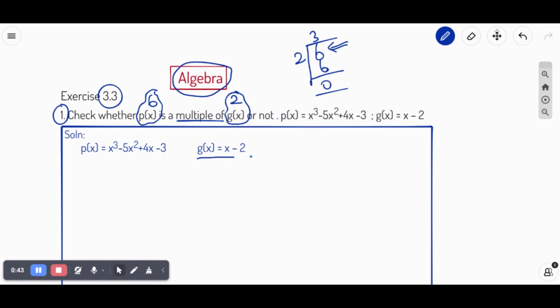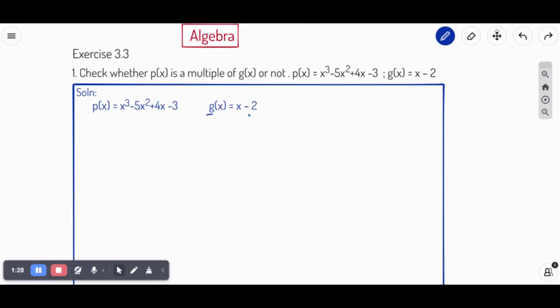So in our given question, g of x is x minus 2 and this is our multiple. So if you multiply something with this, you will get your p of x. Which means this g of x should divide this p of x and leave a remainder 0. So as per the remainder theorem, if x minus 2 is dividing this number and you are getting a remainder 0, we can put x minus 2 is equal to 0, which gives x is equal to 2. Now if you put this x is equal to 2 in your p of x, then you should get a 0.